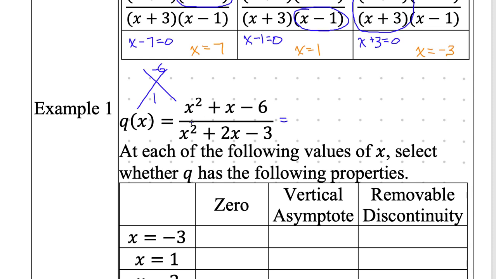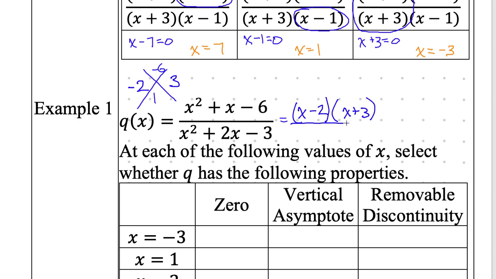I need a quiet raised hand. What times what is negative 6 that also adds to positive 1? Fiona? Negative 2 and positive 3. There it is. So let's write it out. X minus 2, x plus 3.